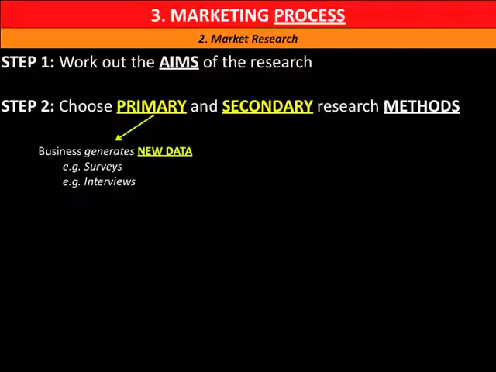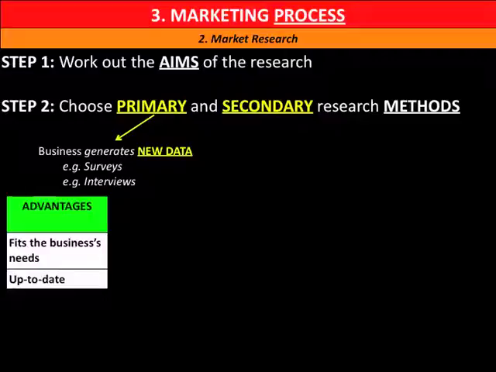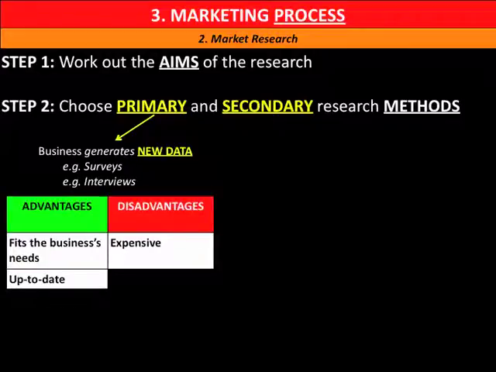Primary methods involve generating new data, so surveys that the business gets the marketing company to do, surveys that the business generates, interviews that the business does. The advantage of doing this is it's going to fit the business's needs. Obviously, the final report of the marketing company or the business itself is going to be exactly what the business wanted to find out. It's also very much up to date, but the problem is it's expensive. So for a small business, primary data is difficult to come by because it's just too expensive.